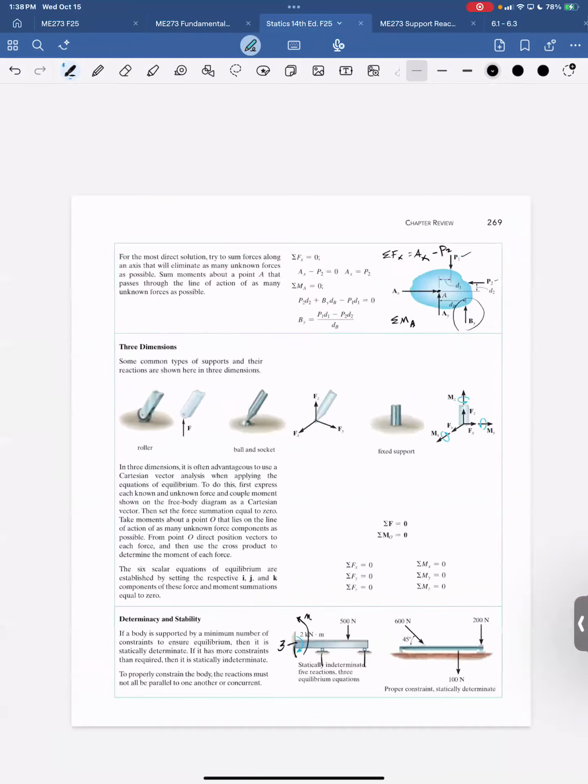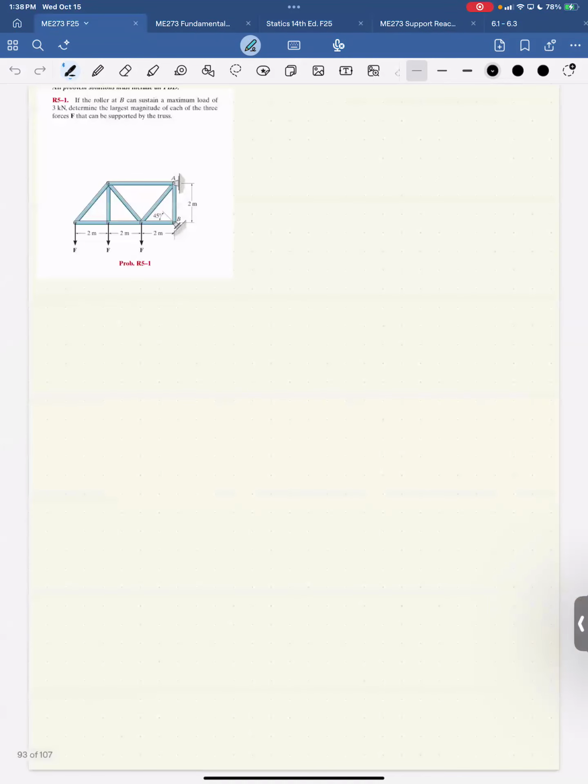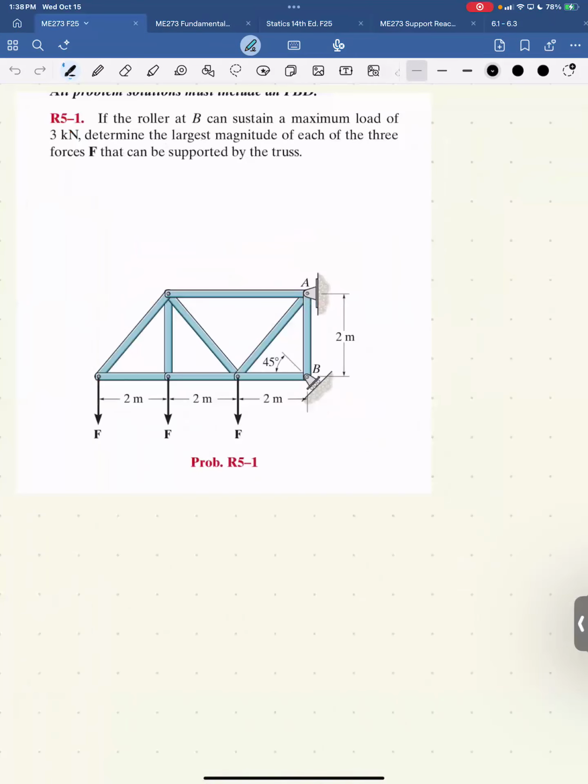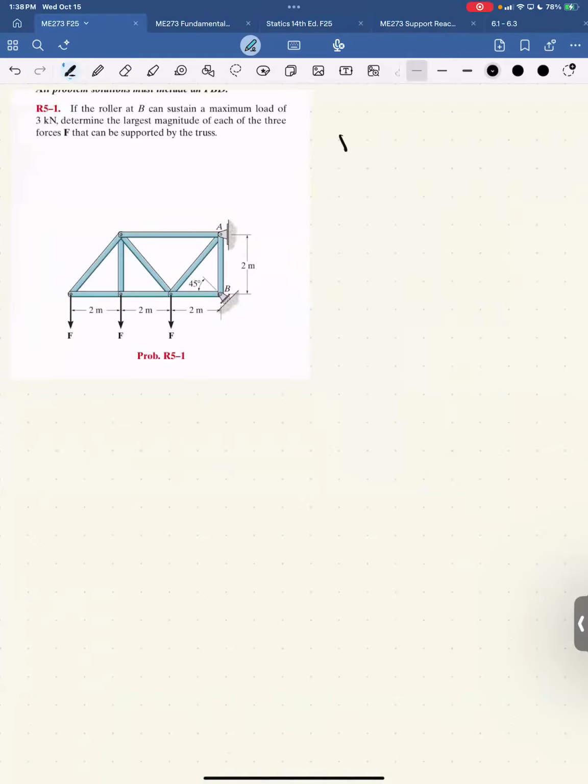All right, so let's just do some examples. The roller at B can sustain a maximum load of 3 kilonewtons. So you say, all right, the reaction at B is 3 kilonewtons. That's the maximum allowed. What is the largest magnitude of the three forces? This one's a little backwards. He's telling you one of the reaction forces and asking for one of the applied loads, or in this case, 3 applied loads, but notice they're all the same magnitude.